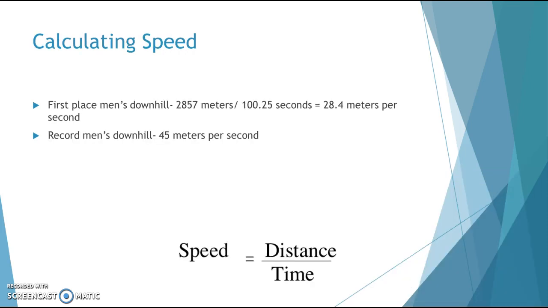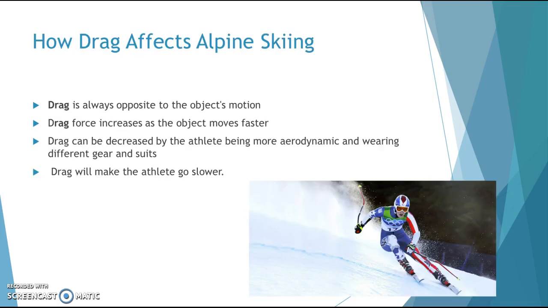When calculating speed, I started by finding the length of the men's downhill course, which is 2,857 meters. Then I took that divided by the time of the first place run, which was 100.25 seconds. This equals out to 28.4 meters per second. I did the same thing for the men's downhill world record and got 45 meters per second.